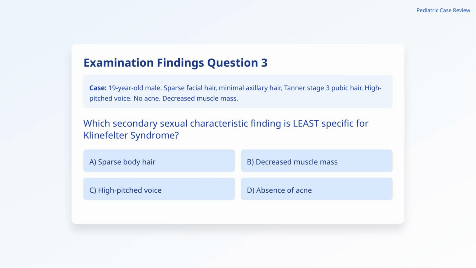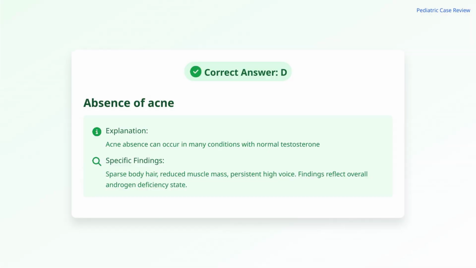Option A, sparse body hair. Option B, decreased muscle mass. Option C, high-pitched voice. Option D, absence of acne. The correct answer is D, absence of acne.